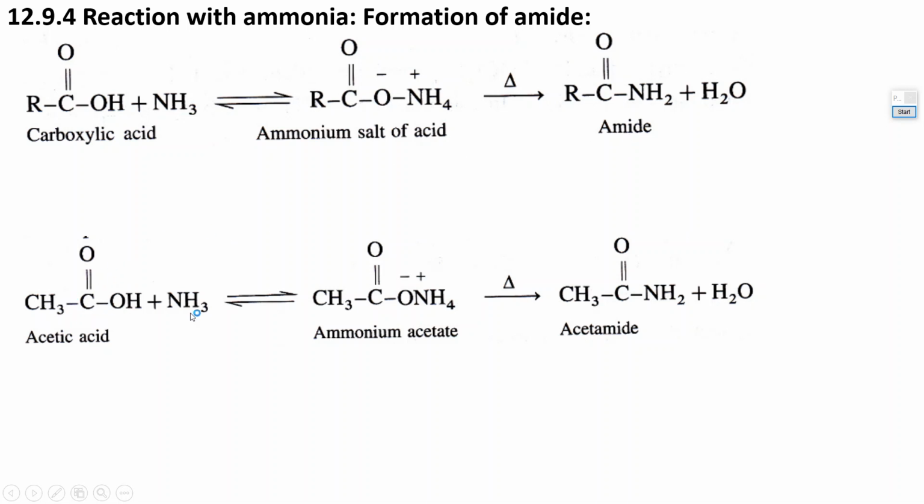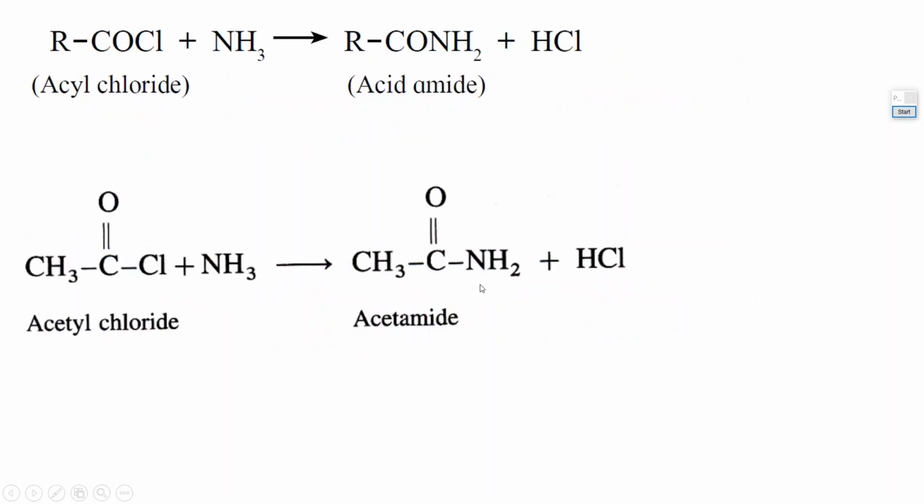Example: acetic acid reacts with NH3 and forms the addition product CH3COONH4, called ammonium acetate. On heating, remove water, H2O. So the major product is CH3CONH2, called acetamide. Then acyl chloride RCOCl reacts with NH3, minor product HCl, major product RCONH2, amide. Example: acetyl chloride CH3COCl with NH3. One hydrogen atom and one chlorine atom leave as the minor product HCl, and the major product is CH3CONH2, acetamide.